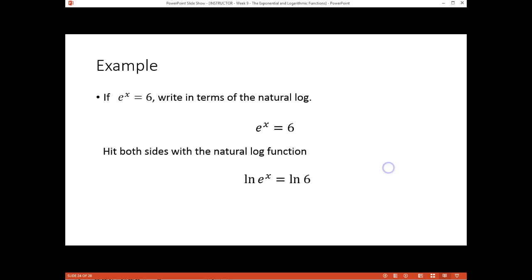So the left-hand side is going to become the natural log of e to the x. The right-hand side is going to become the natural log of 6. Now the nice thing about it, remember what we said, they undo each other. So the natural log and e undo each other, and the left-hand side just becomes x. So x is equal to the natural log of 6. So now I am done. I have written this in terms of the natural log. I've converted from one form to the other. These two forms are equivalent.